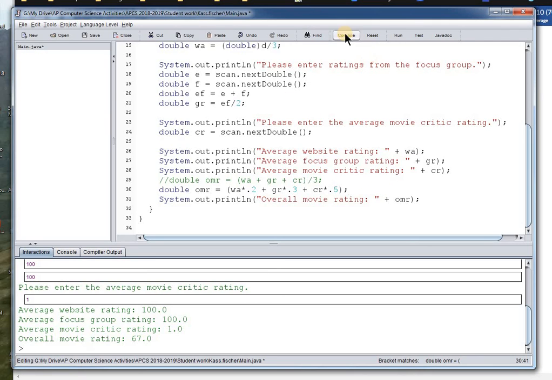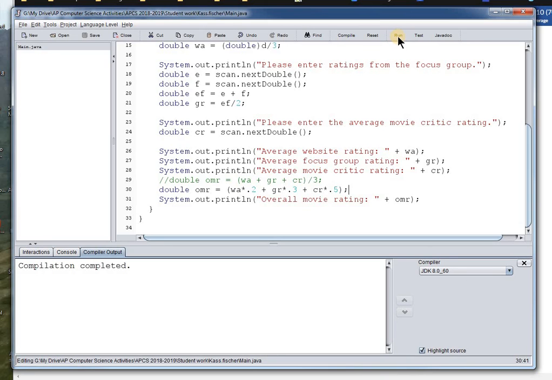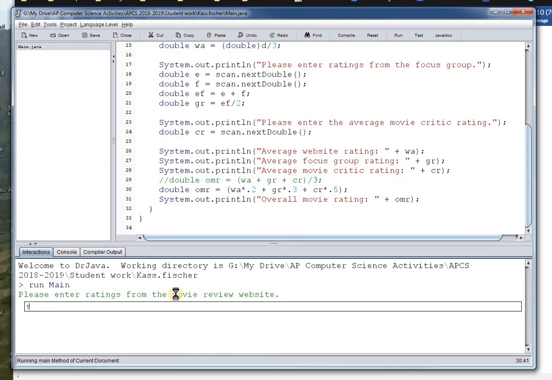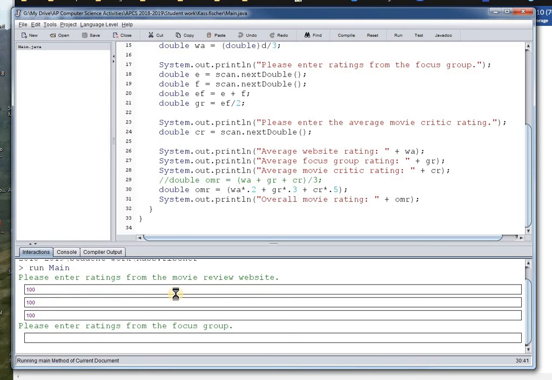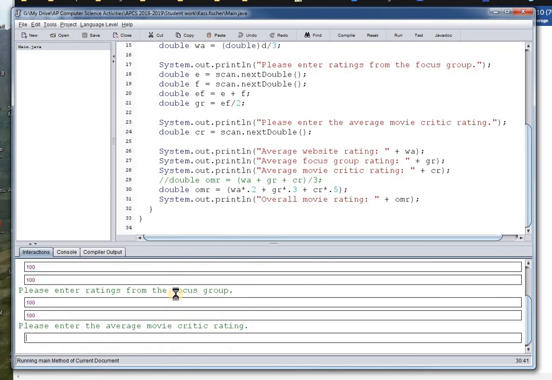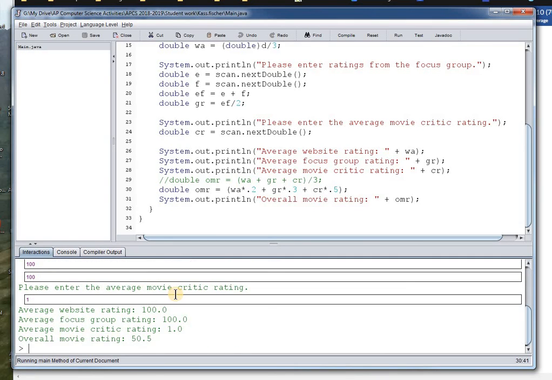And now let's compile it. And now let's run it. And let's try 100 again. 100, 100. Focus group is going to be, let's do 100, 100. See what happens if I put in a 1. Yeah, see, now we're getting about what we should get, because I gave it a 1 here, and we're going to get a 50%.